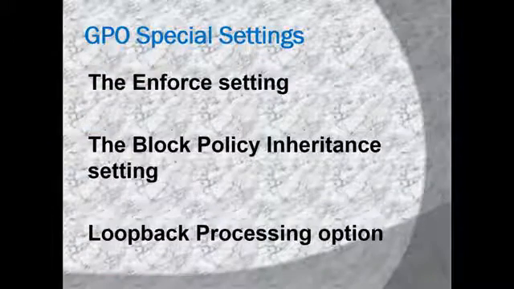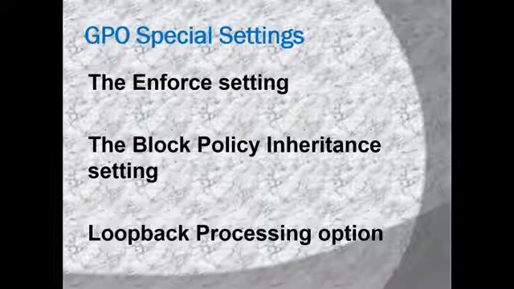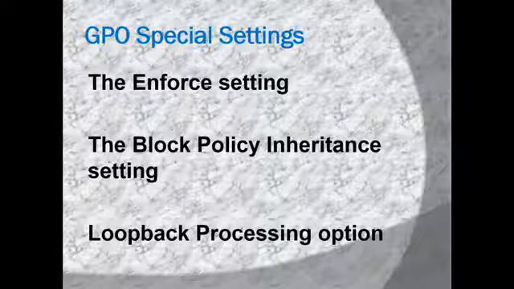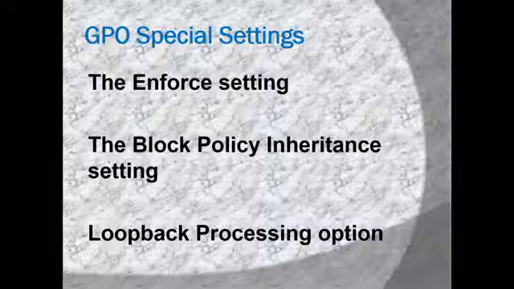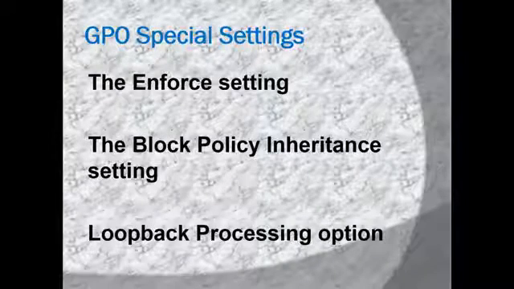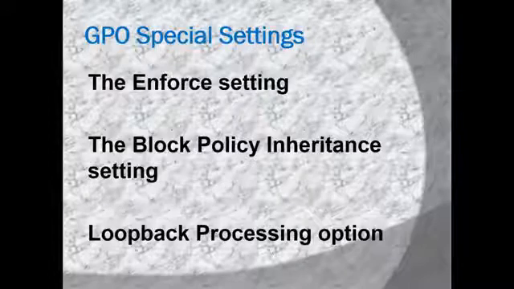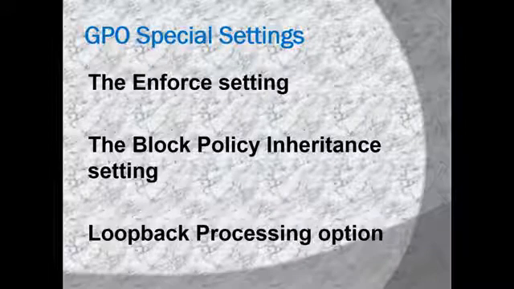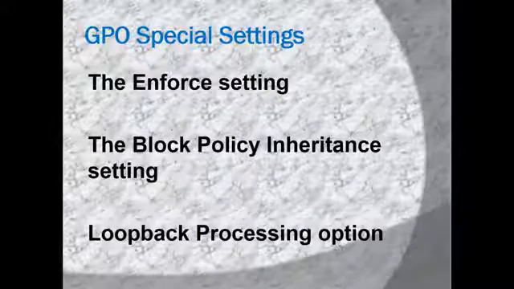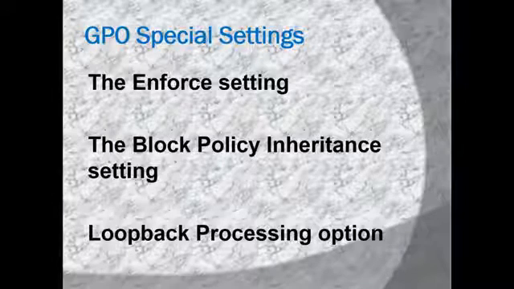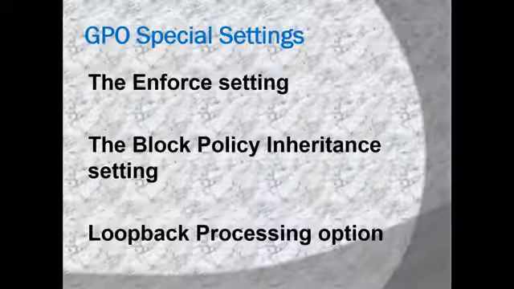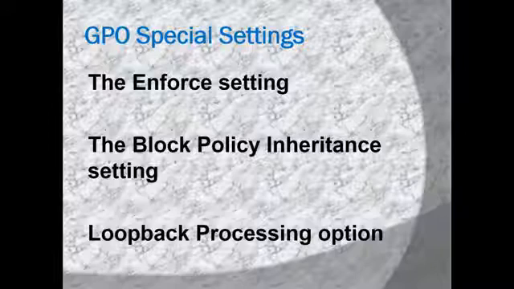Now, we talked about the enforce setting and we talked about the block policy inheritance. On a child, you can block the parent policy inheritance at any time. The only time that gets overridden, again, is if the enforce setting is set. Now, real quick, let's talk about the loopback processing option.